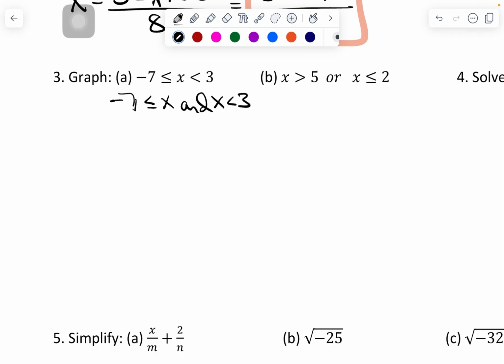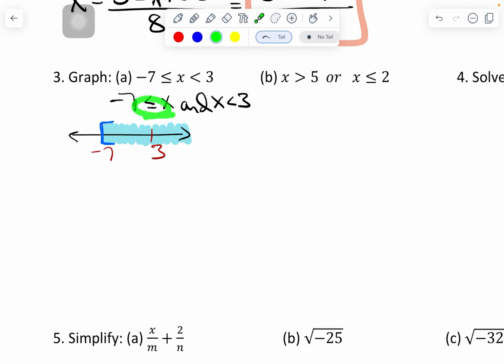So on my number line, I, of course, need -7 and +3. So from -7, if I want -7 to be less than or equal to x, that means x needs to be greater than -7. So I'm going to be shading to the right of -7. At -7 itself, I'm going to use a bracket, right? Because that's the equal to part of our inequality here.